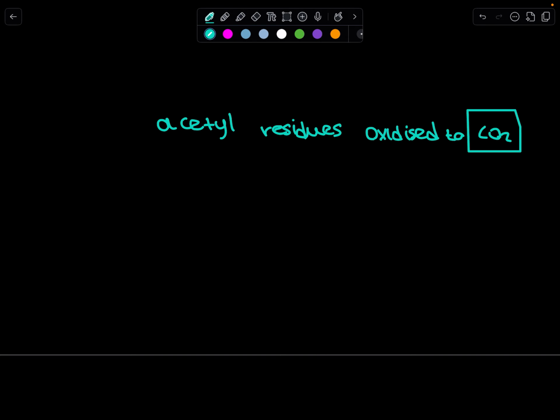Okay, let's talk a bit about GLUT1. So GLUT1 is found in erythrocytes, muscle, the brain, quite a lot of tissues. GLUT2 is specifically in the liver. GLUT3 is in the brain. GLUT4 is in the skeletal muscle. So basically they're in different locations. Okay.